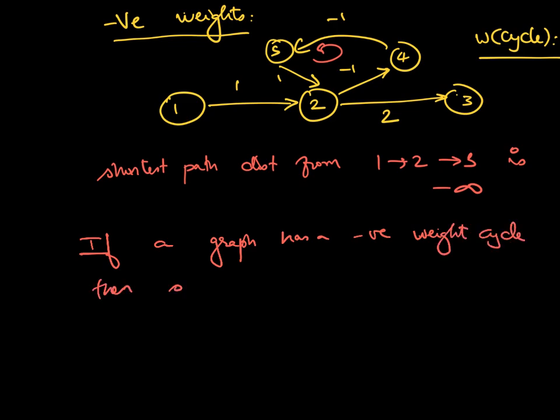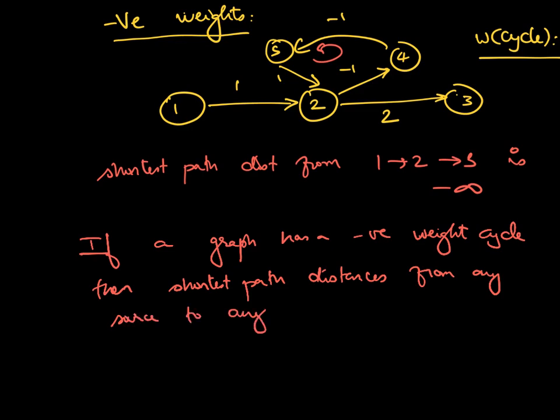So if a graph has a negative weight cycle, then shortest path distances from any source to any destination is taken to be either undefined or negative infinity. And I will explain why we go for such a drastic interpretation, negative infinity.